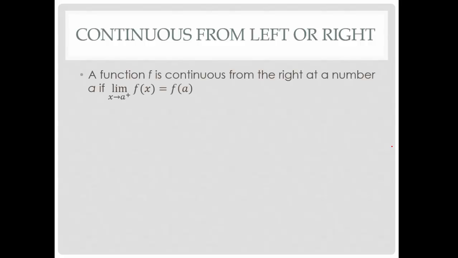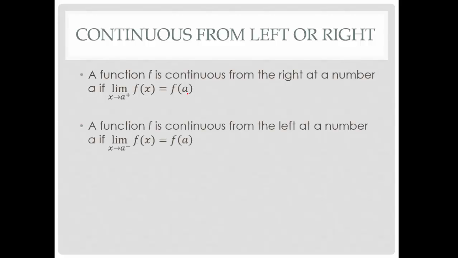A function f is continuous from the right at a number a if, when you take the limit as x approaches a from the right on the function, you get the same thing as f of a. You get what you get when you plug a into the function. A function is continuous from the left at a number a if the limit as x approaches a from the left on the function equals f of a. Not really surprising that right-hand and left-hand continuity depend on right-hand limits and left-hand limits.